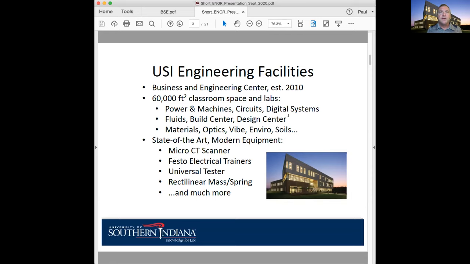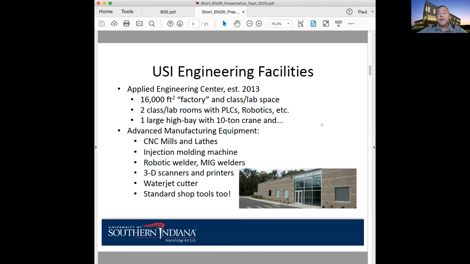We also have some new modern electrical trainers with pretty much any type of motor, transformer, et cetera, that one would use in an electrical class. Our universal testers are the machines where we break stuff. We put in test samples and we break things and see how much force was required for something to break. We also use those, again, I'll probably say pre-COVID a lot, but pre-COVID we had a middle school program where we'd have the students come in and build a bridge, like out of balsa wood or popsicle sticks or something like that. And then we can put them on our universal tester and break them and see how much load they were able to handle.